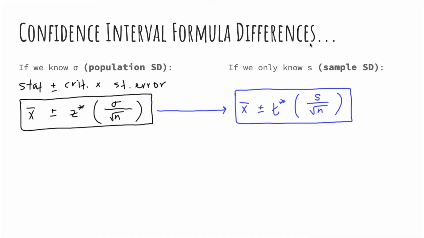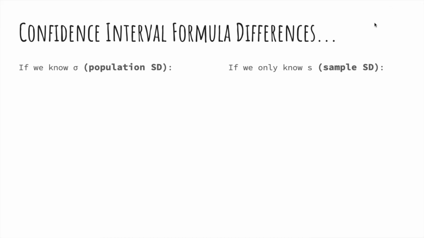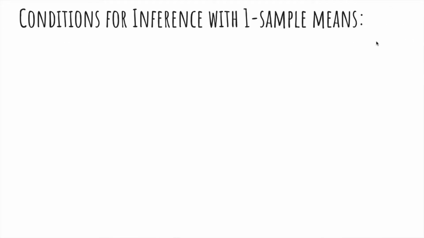So those are our formulas. And next, I want to look at our conditions for inference, confidence intervals and hypothesis tests for one-sample problems with means. The first condition is going to feel and seem very familiar because it is. We need, or be able to assume, a random representative sample, like always.